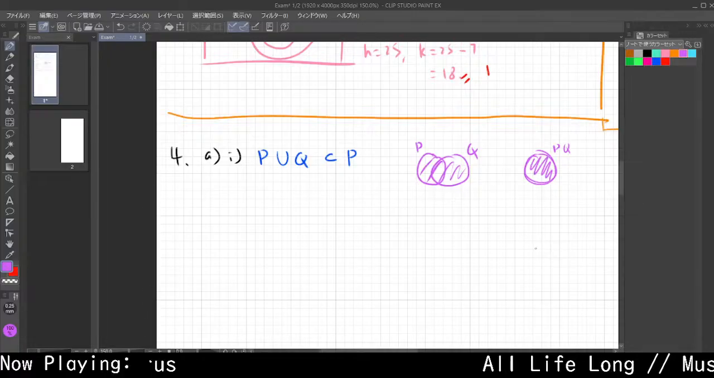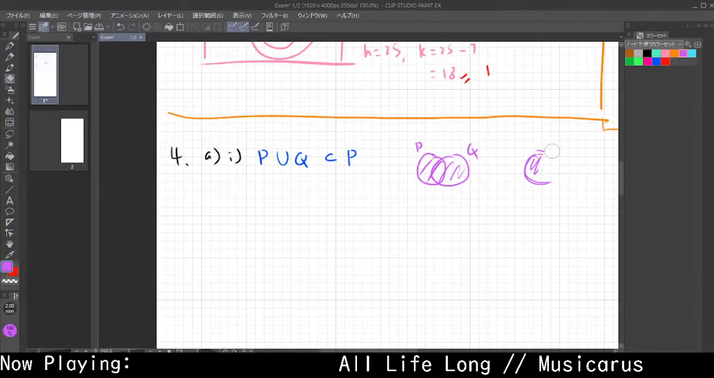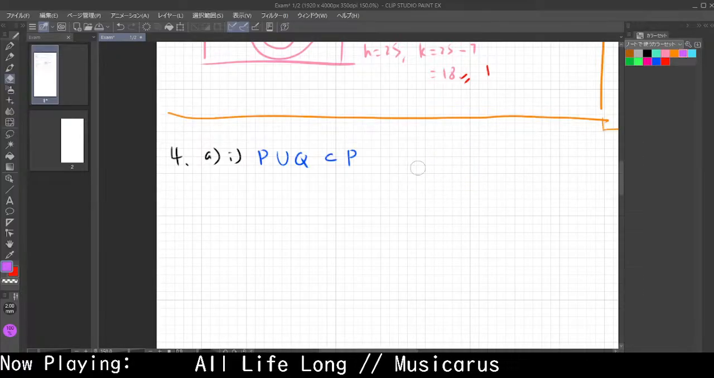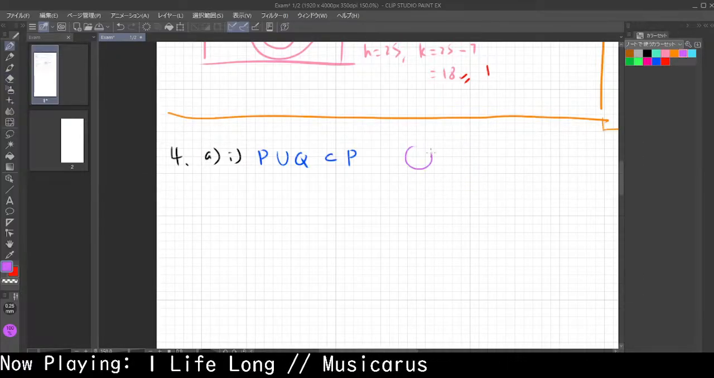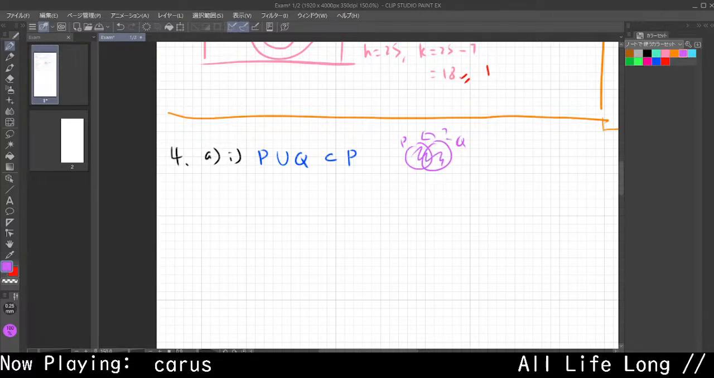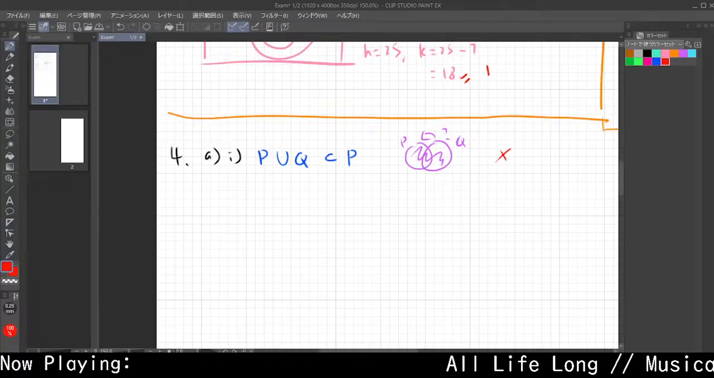But this isn't even a common case. Why do you want to have two of the same set? I'll just put this here: within P, question mark. So this is a no.